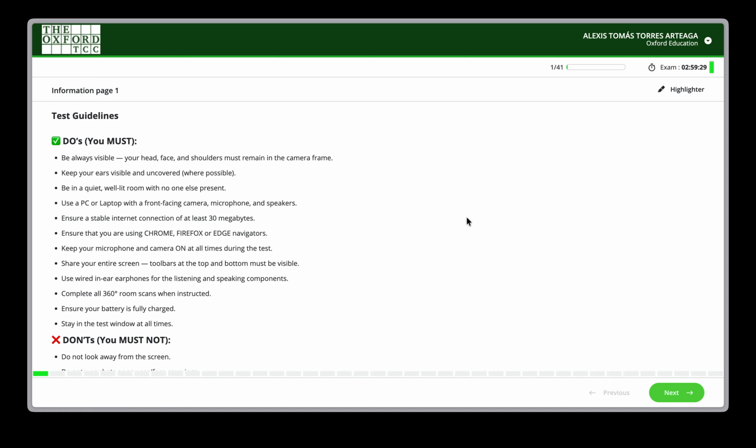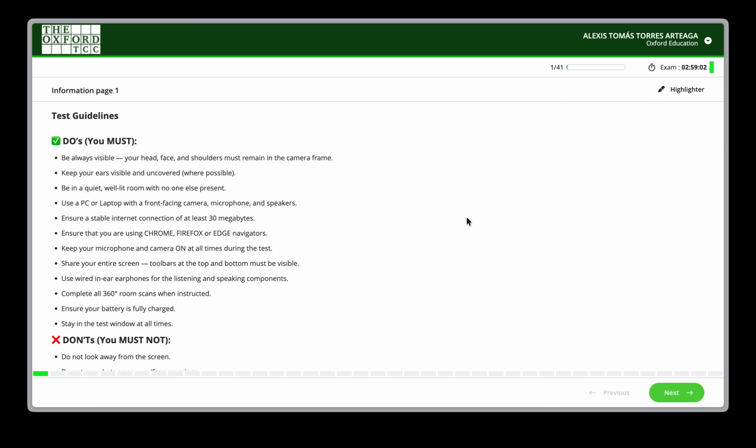Be always visible. Your head, face, and shoulders must remain in the camera frame. Keep your ears visible and uncovered where possible. Be in a quiet, well lit room with no one else present. Use a PC or a laptop with a front facing camera, microphone, and speakers. Ensure a stable internet connection of at least 30 megabytes. Ensure that you are using Chrome, Firefox, or Edge navigators. Keep your microphone and camera on at all times during the test.